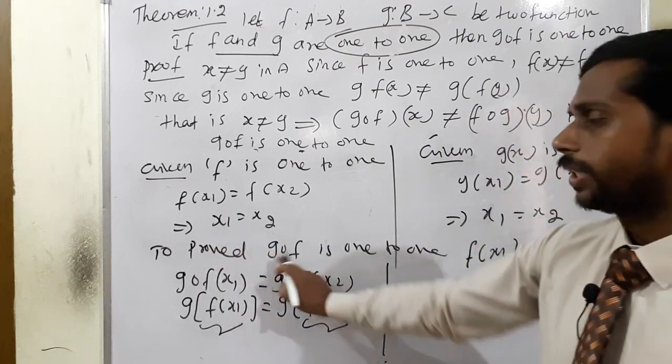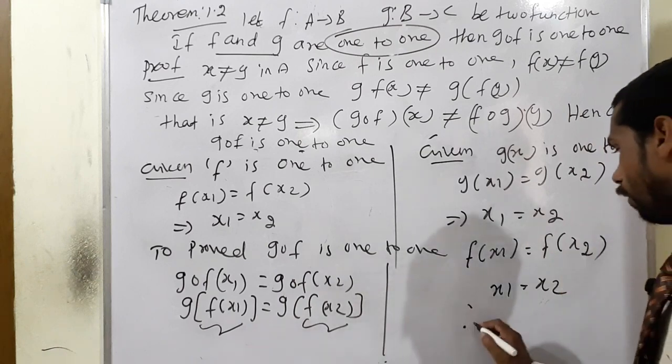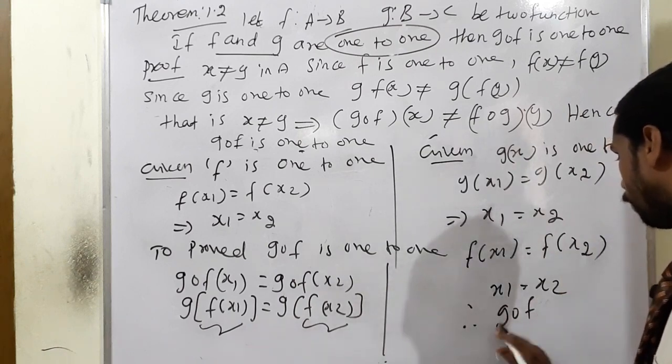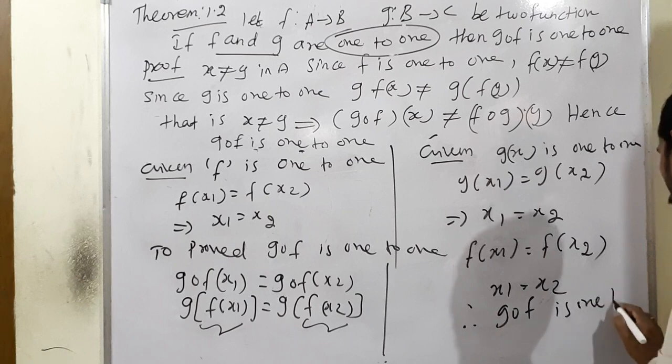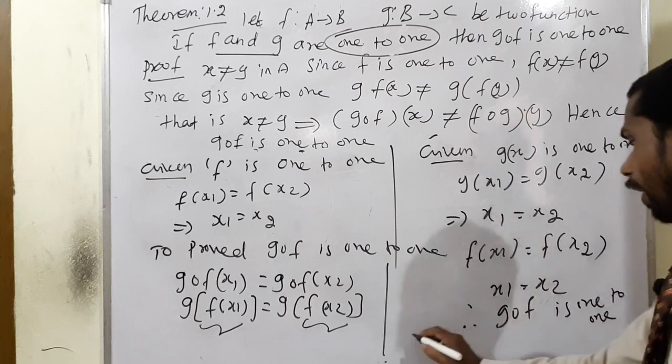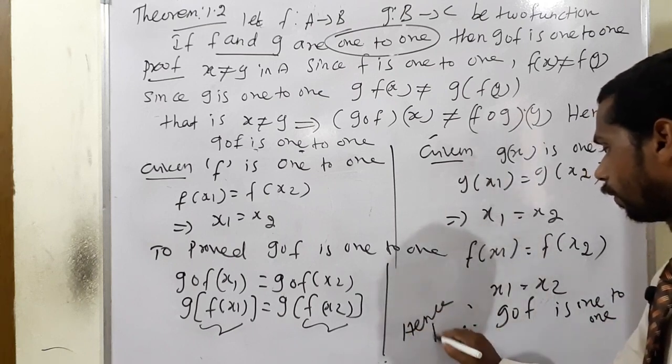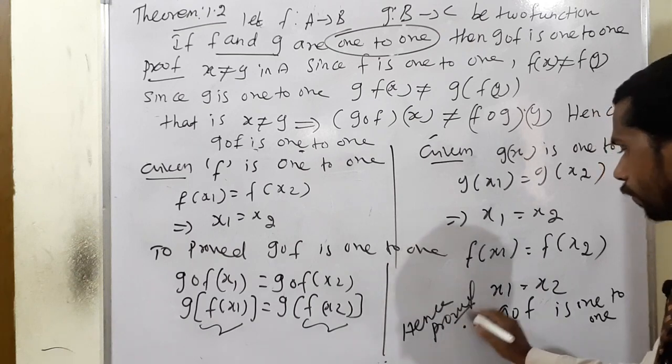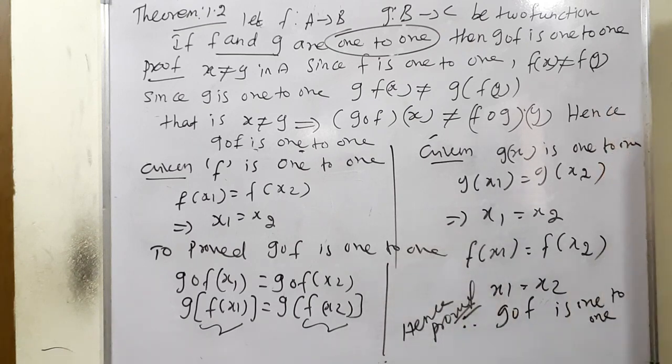Therefore, we can say now g dot f is 1 to 1. Therefore, f composite of g is 1 to 1. Hence proved, okay. I will continue with the next question.